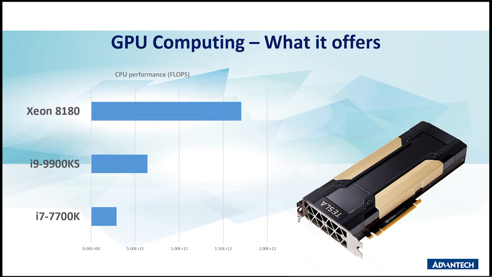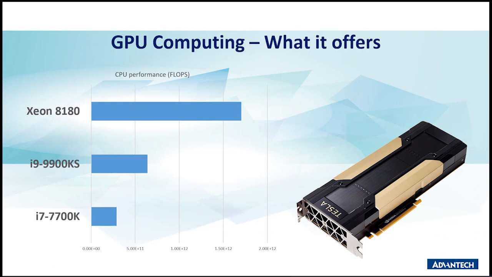So in terms of GPU computing, we're going to go back to probably some of the colder data. What does it offer? Now, earlier, depending on your memory, you might remember the i7 7700K and the i9 9900KS processors running at around about 280, 640 gigaflop.